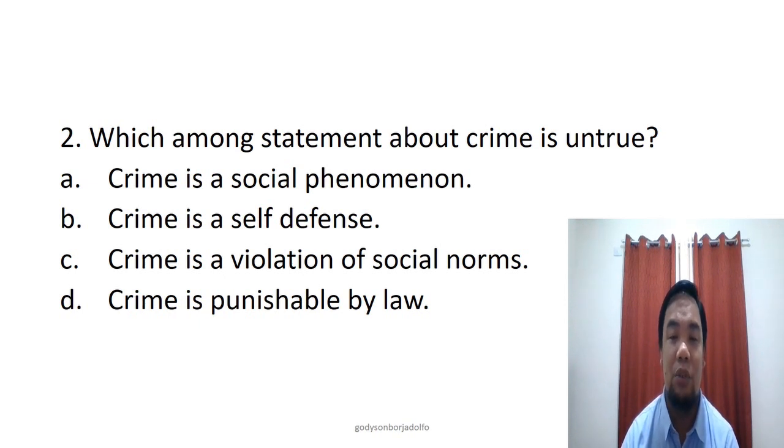Going back to the definition of crime and the principles in understanding and explaining crime. Crime is considered as a social phenomenon. At the same time, crime is defined as an act or omission in violation of law forbidding or commanding it. So, the question is, which among statement about crime is untrue? Take note that we are looking for a negative answer.